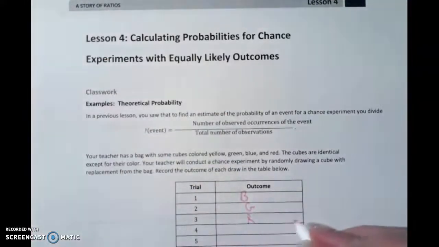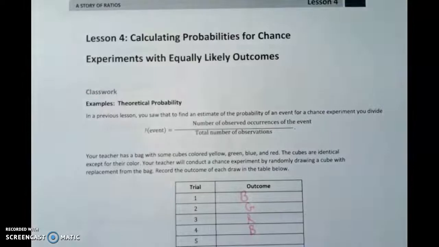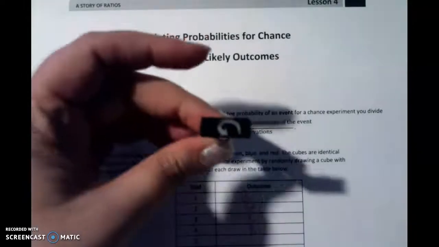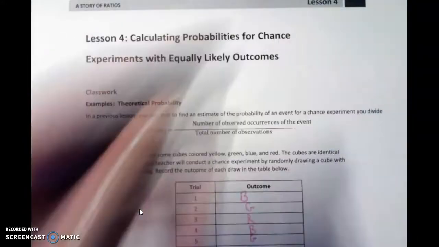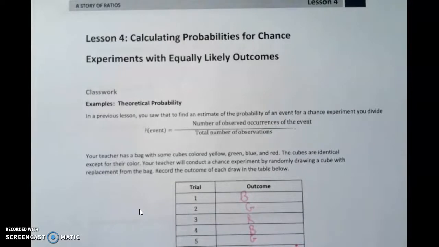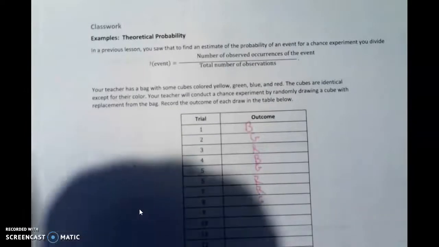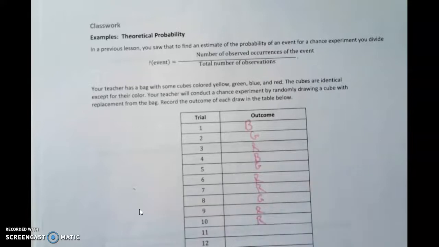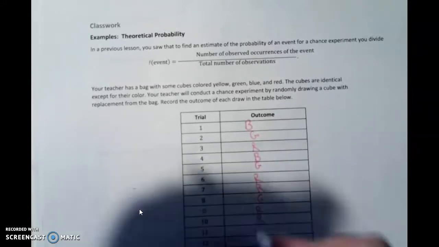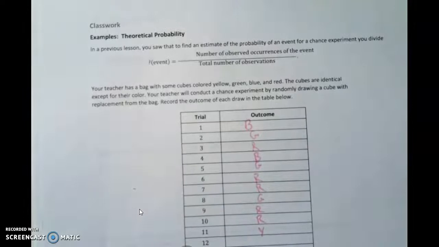Red. Well, that's fun. Okay, blue again. So I'll pause this and we'll just do it together. Okay, green. And then red. I'm putting it back in there and then just randomly picking again. Okay. Red again. Green. Red again. Red again. Okay, yellow. Finally got a yellow out of there.